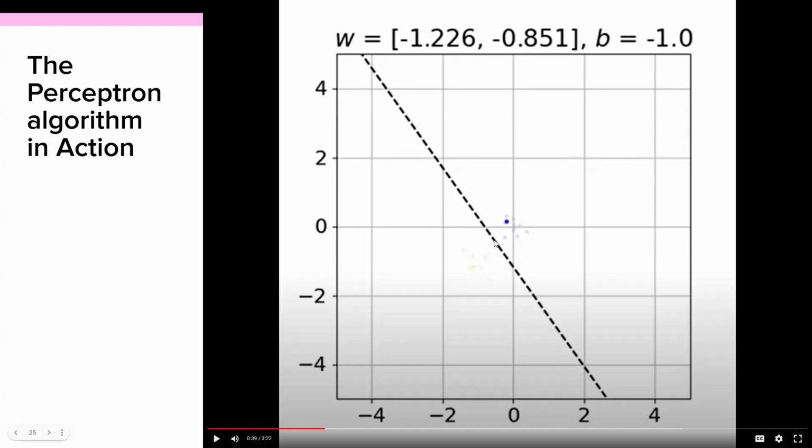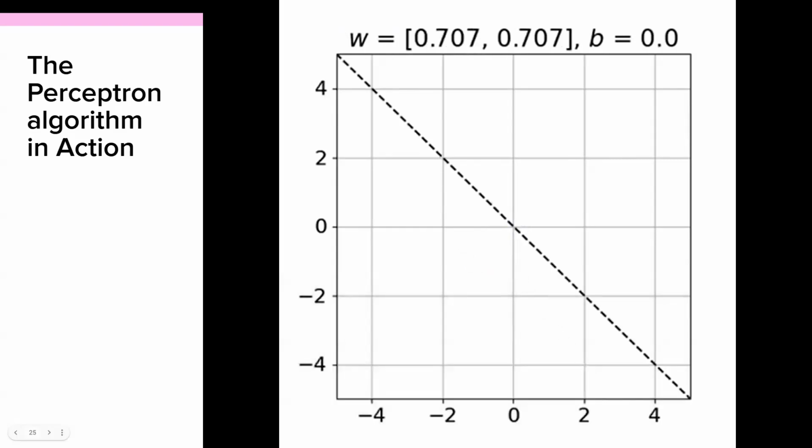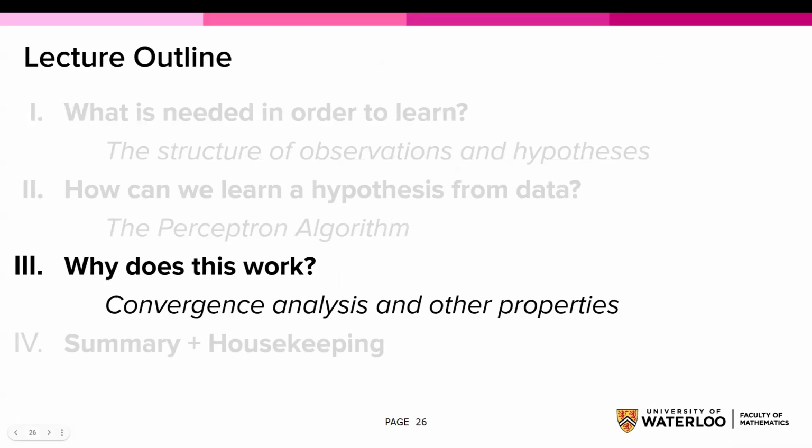Another concern is, will this ever converge? Can we be confident that this has now settled? Will it update again? To get at these questions, we need to take a closer look at the perceptron algorithm.